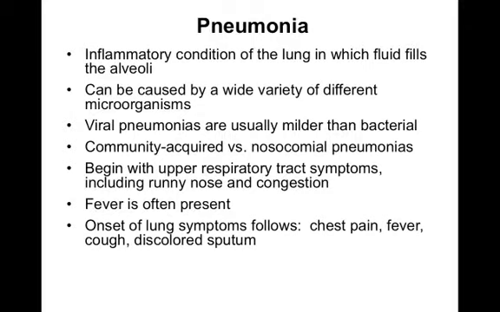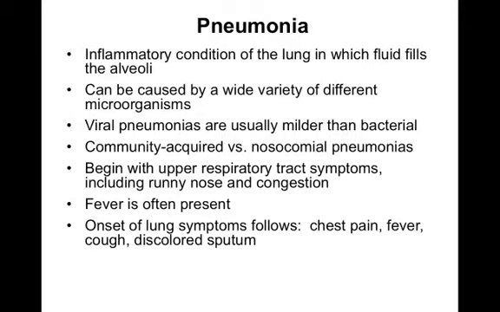Viral pneumonias are usually milder than bacterial pneumonias, which is pretty true with most viral infections. Viruses are usually self-limiting, just like they were when we talked about meningitis and encephalitis. So for that reason, they're generally less severe. There's community acquired, meaning you get it from your neighbor or someone you come into contact with. But there's also nosocomial pneumonias, which generally are only found in the immunocompromised, and they're often associated with hospitals because there's a lot more immunocompromised people in hospitals.